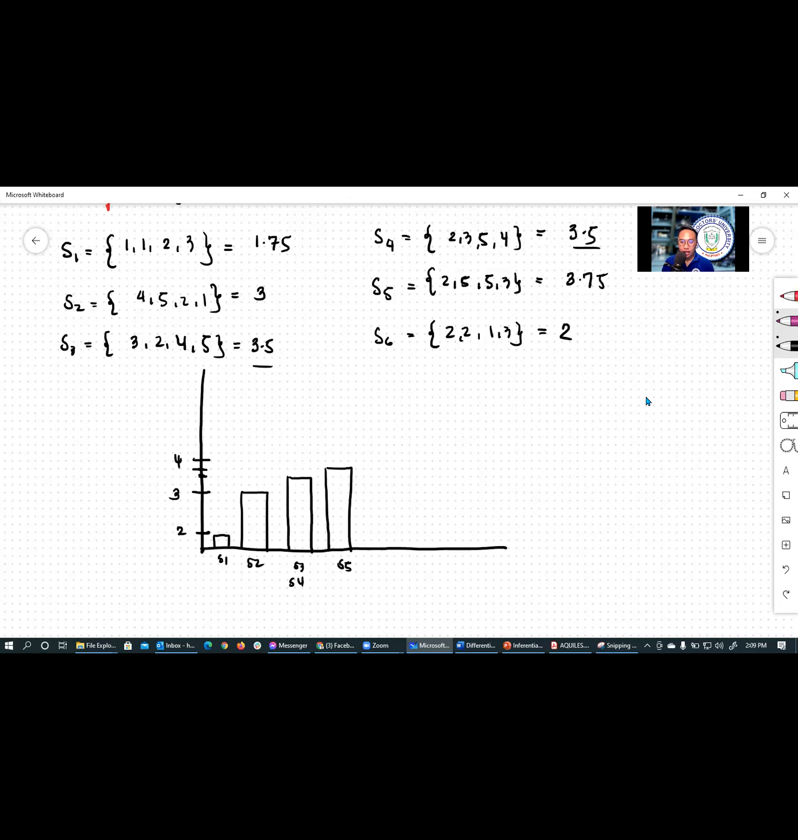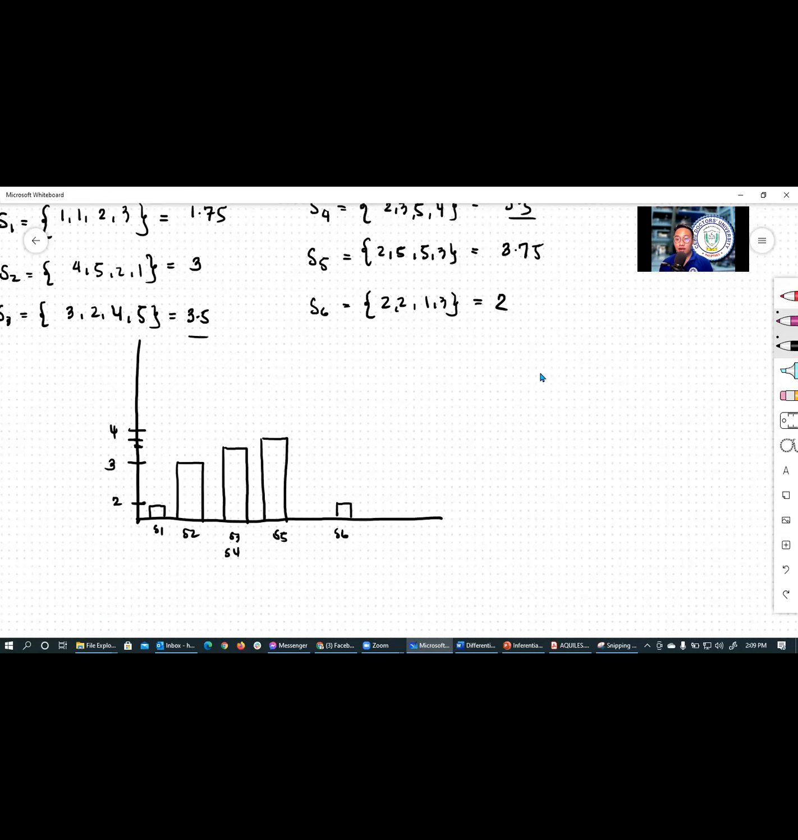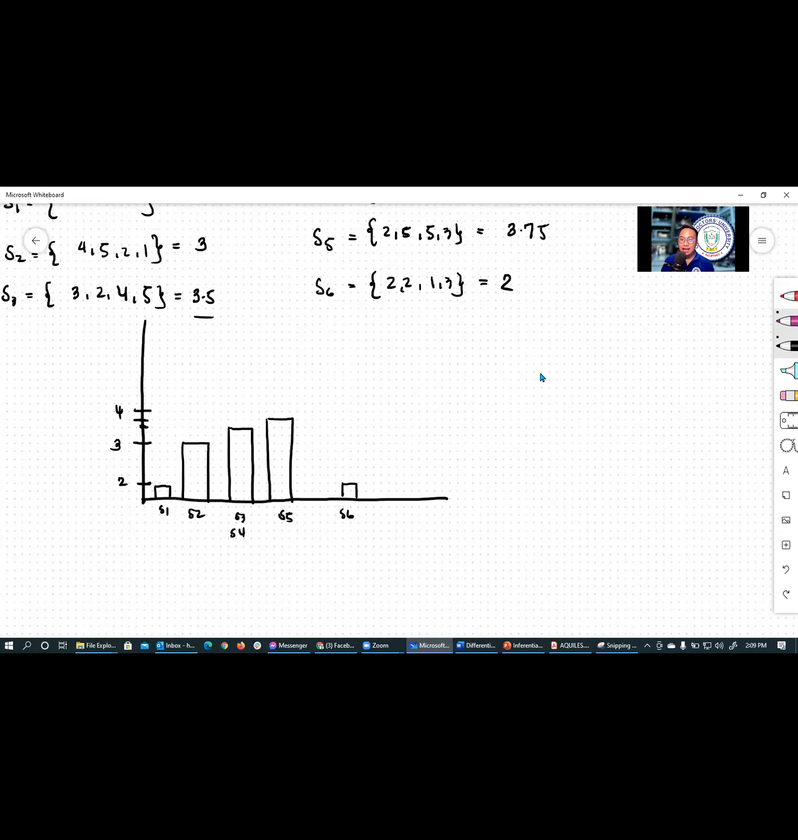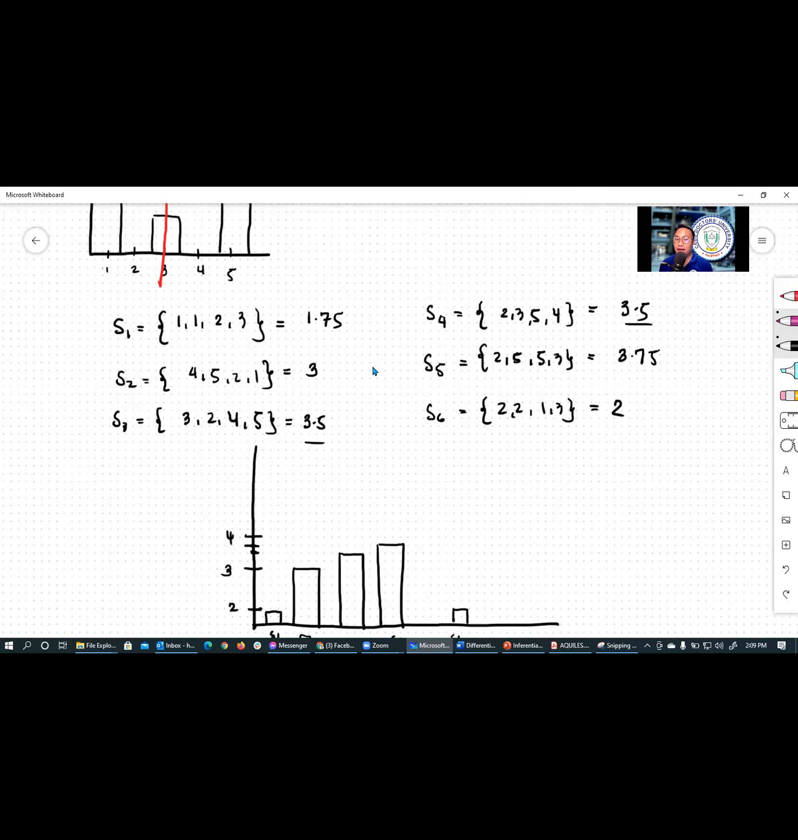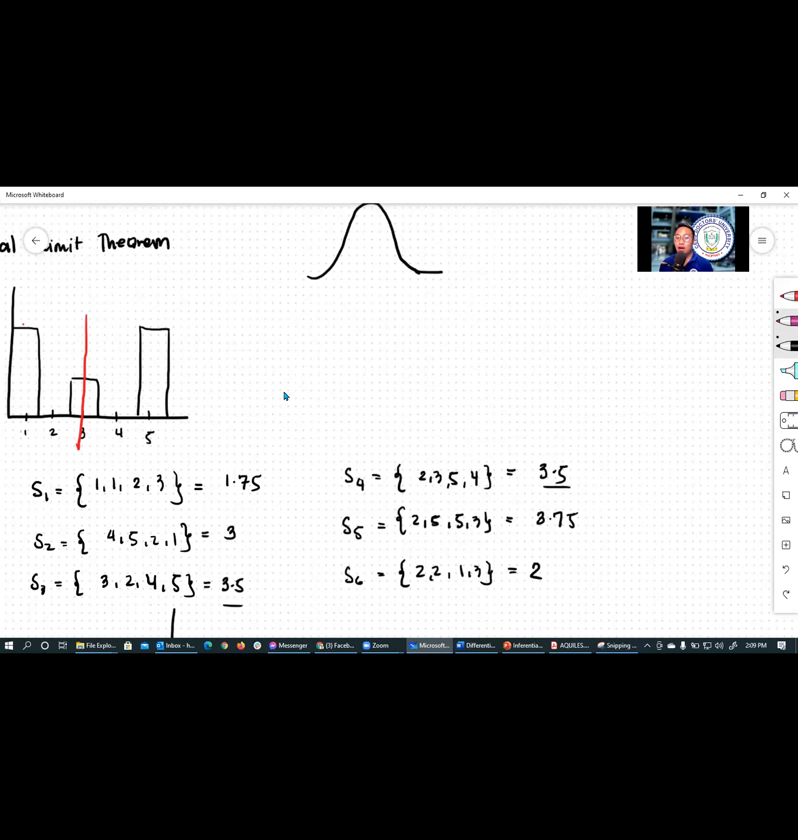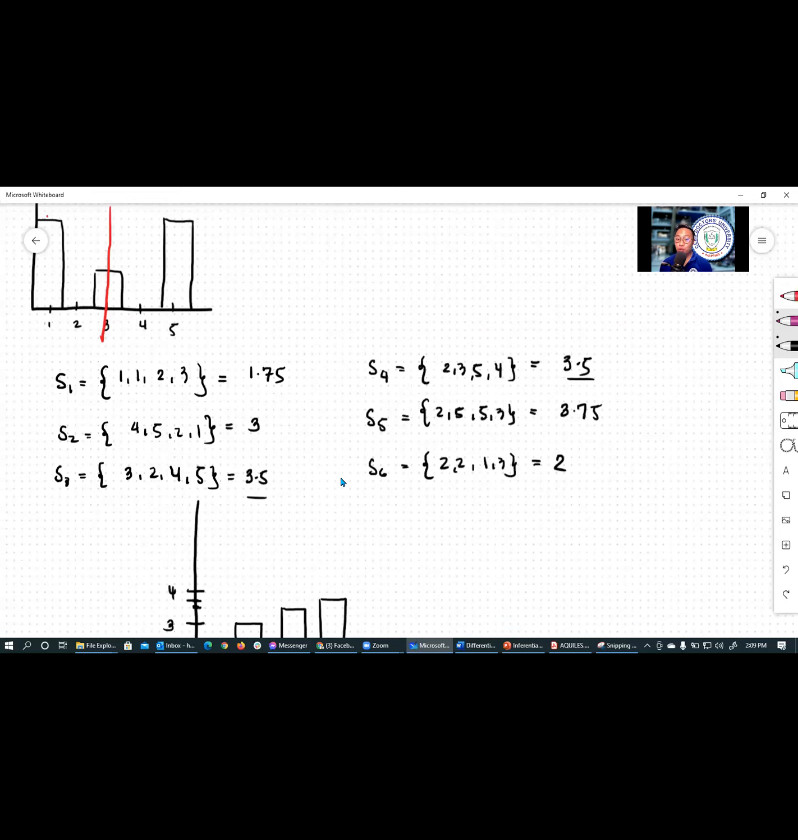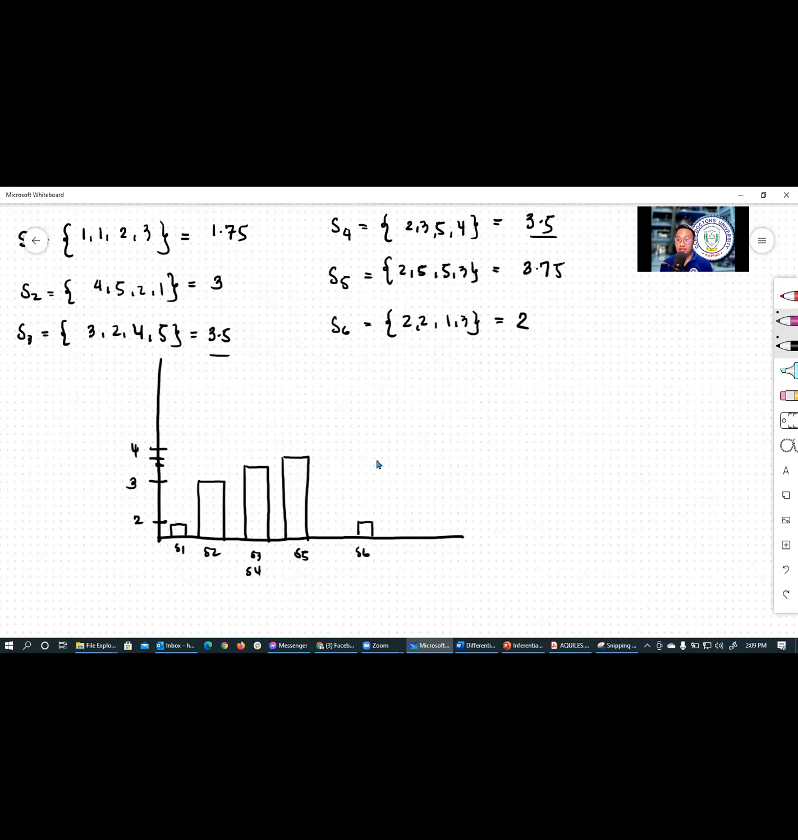Let me put it here so you can see the difference. So this is S6. Now, if you take a look at the graph, guys, the means of each sample that we pick would tend to approximate a normal distribution. Look at the illustration.